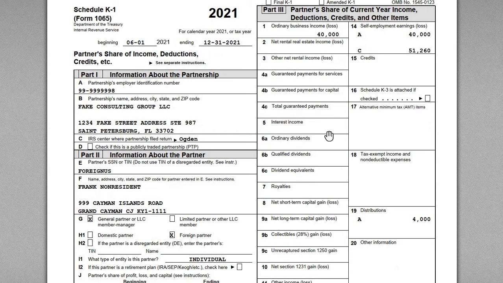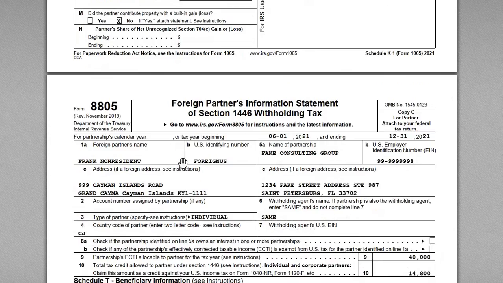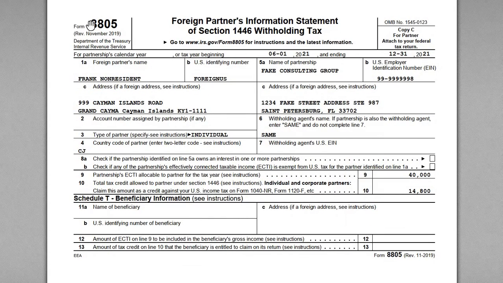So now, where does this information get reported on the 8804 and 5s? Well, Frank, within his K1 here, he should get a 8805, right? So 8805, we have foreign partner name, ID number. Now here, if the foreign partner doesn't have an ID number, you can use foreign US as a placeholder. And that field will be accepted when you e-file. Okay, so that's the appropriate field to use when you have foreign persons without a US ID number.